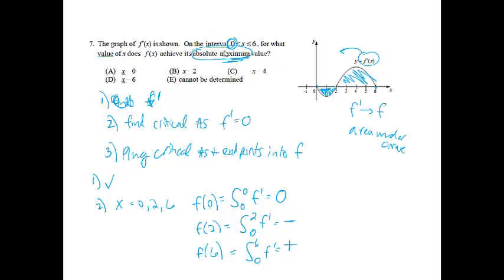So if it's asking me for an absolute maximum, I know that my answer is going to have to occur at x equals 6, because all of the others are not as big: this is a positive value, and the others are negative or 0. So x equals 6 would be my answer.